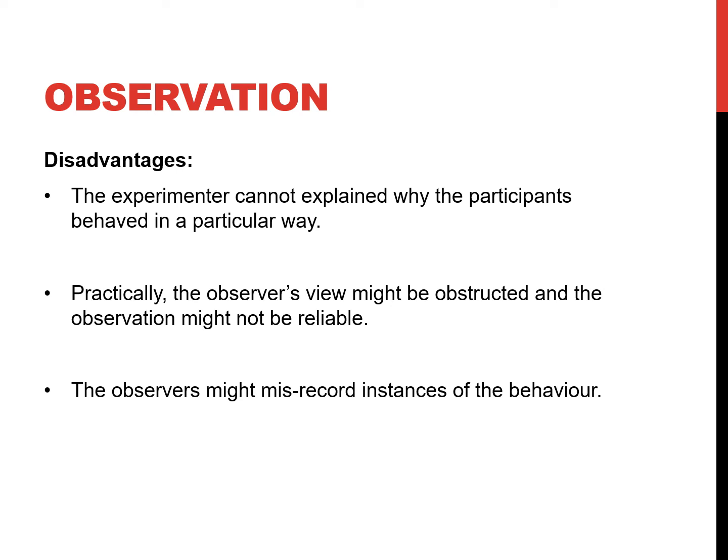Okay, and then the practical problem: the observer's view might be obstructed, blocked. There are a lot of people inside that carriage, right? And the observer was just sitting. There could be instances where the view was blocked or obstructed, and the observation might not be reliable. So they might misjudge or miss out some behavior because of it. So the observer might misrecord instances of the behavior if the view was obstructed, because judging from the nature of the place, with a lot of people in the subway, it will be very difficult to really measure accurately.